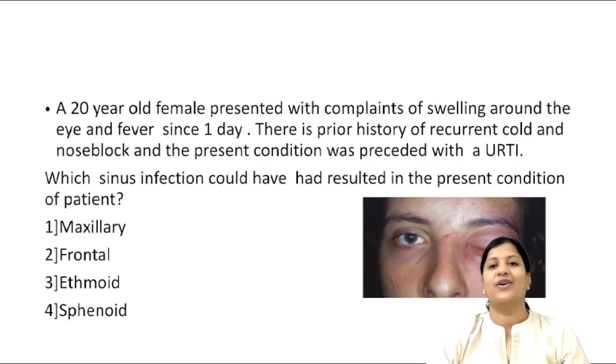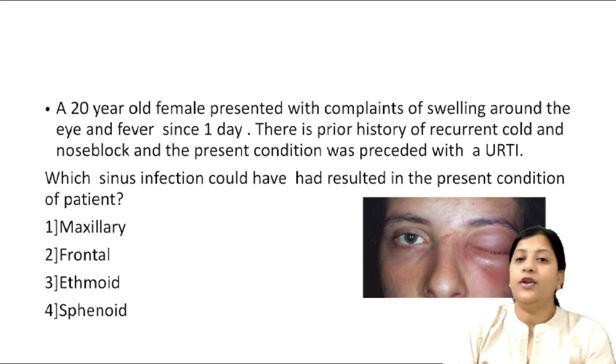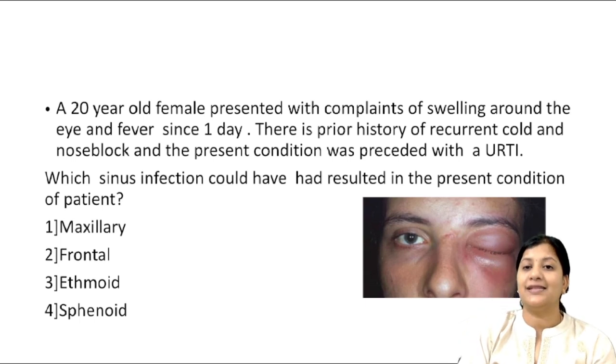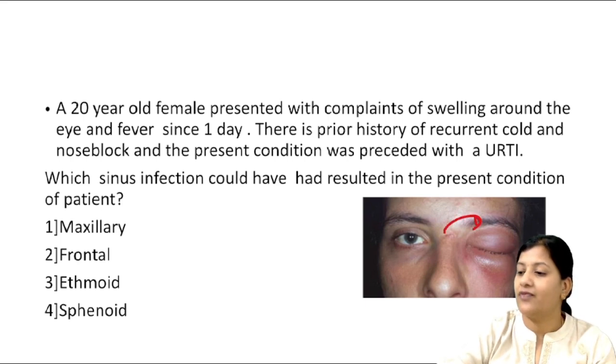Okay, that's your answer. A 20-year-old female presented with a swelling around the eye since one day. There is prior history of cold, nose block, and the present condition was preceded by a URTI. Which sinus infection could have resulted in the present condition of the patient? Maxillary, frontal, ethmoid, or sphenoid. So typically you're seeing that there is unilateral involvement, unilateral redness and edema. So you will think about orbital cellulitis.